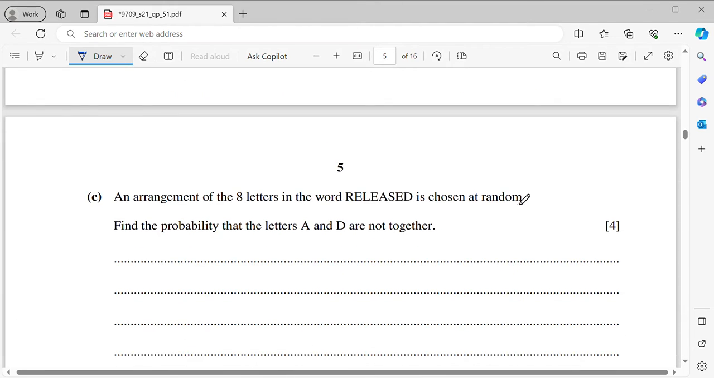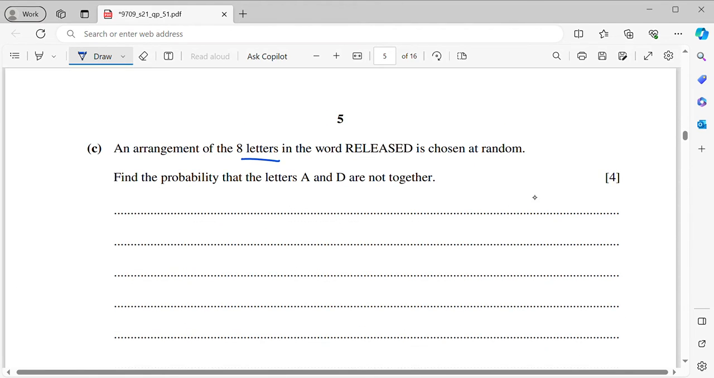For part C, an arrangement of the 8 letters in the word RELEASED is chosen at random. Find the probability that the letters A and D are not together. To get the probability, we know that P(A) equals N(A) over N(S). N(S) is the number of arrangements without the restriction, and N(A) will be those satisfying this condition.